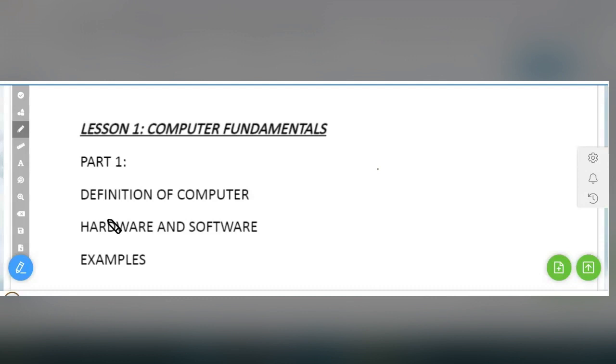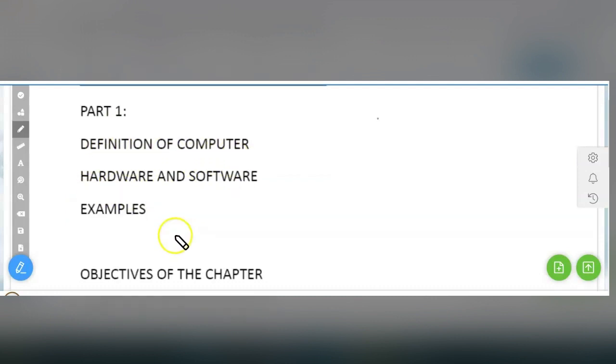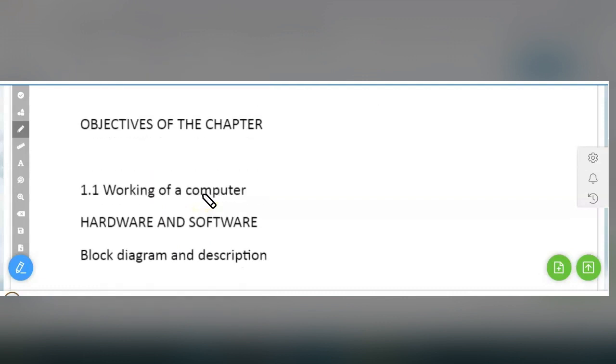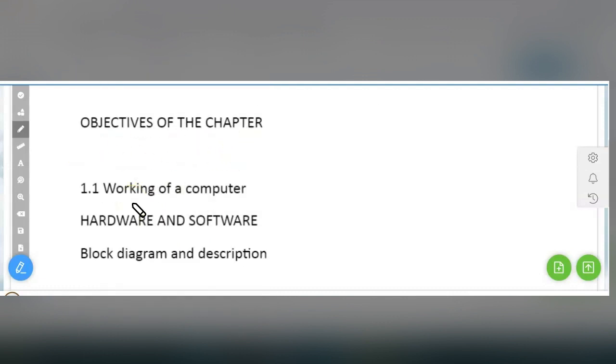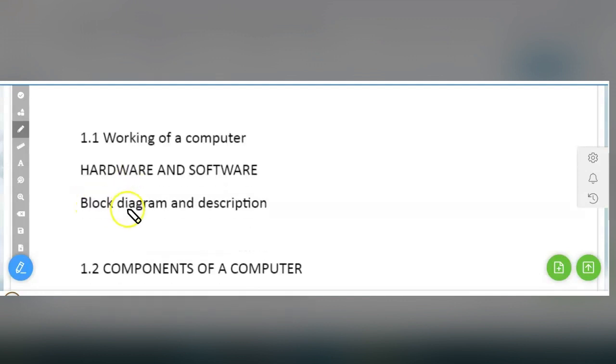Let's go through the summary. Today in this video you will be able to see the definition of computer. You can see what are different hardware and softwares, and with them you will be able to see examples of the same. Next, objectives of the chapters. Next is working of a computer, how a computer works, that is included as portion 1.1. Inside that you can see again hardware and software description, and then comes the block diagram and its descriptions.